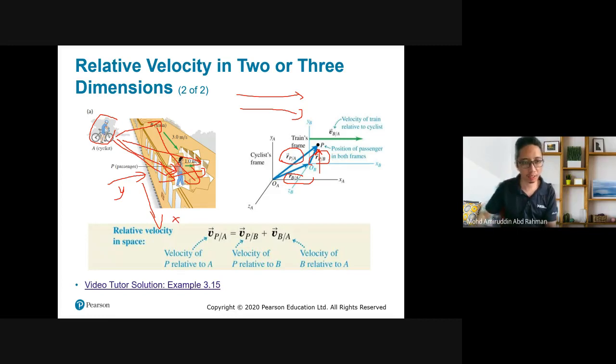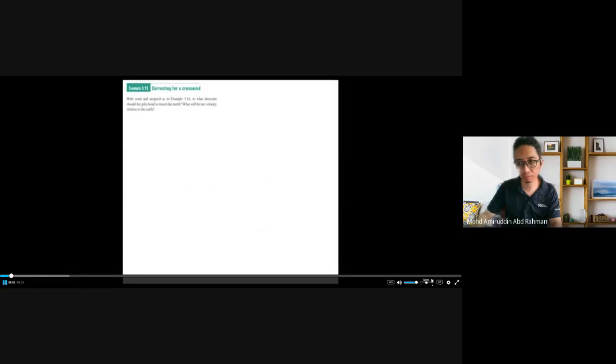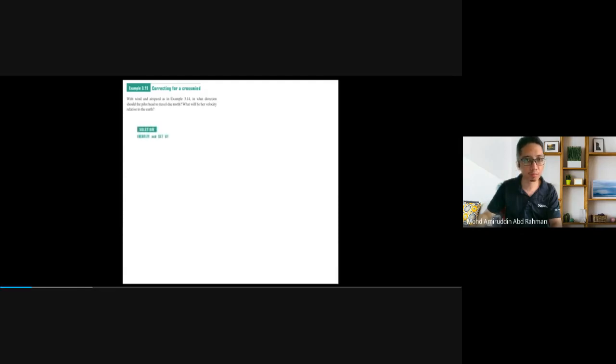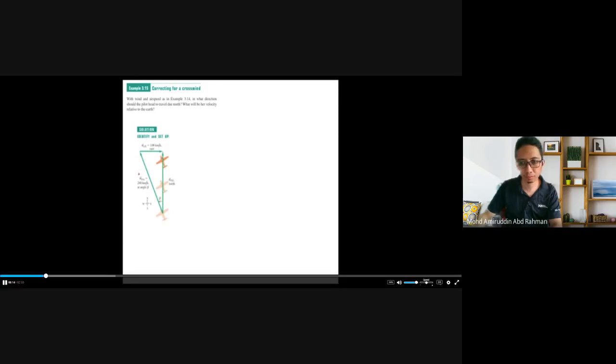Okay, we look at the example here. In example 3.15, we'd like to explore how the pilot in example 3.14 can correct for the 100 km/h crosswind. So here's a vector diagram of the various velocities in the problem.